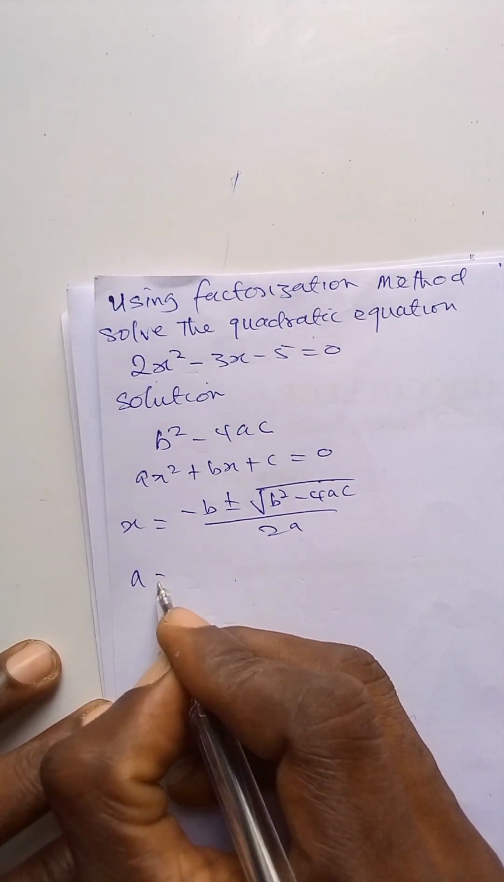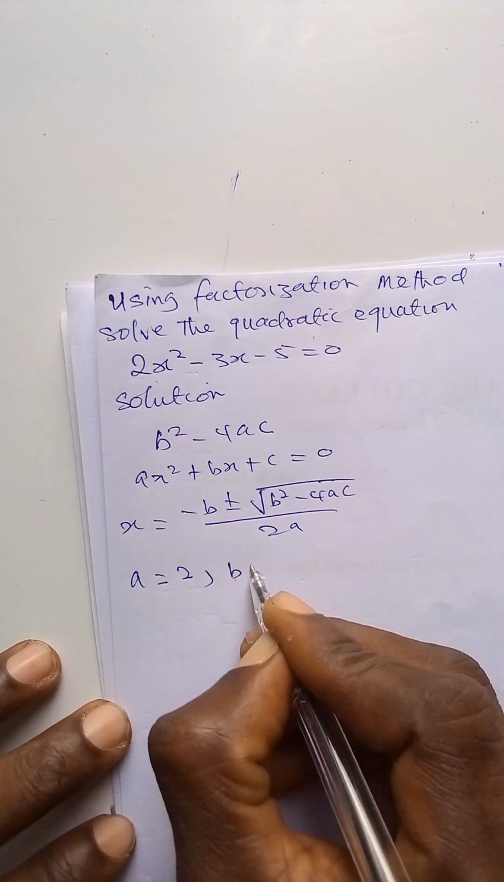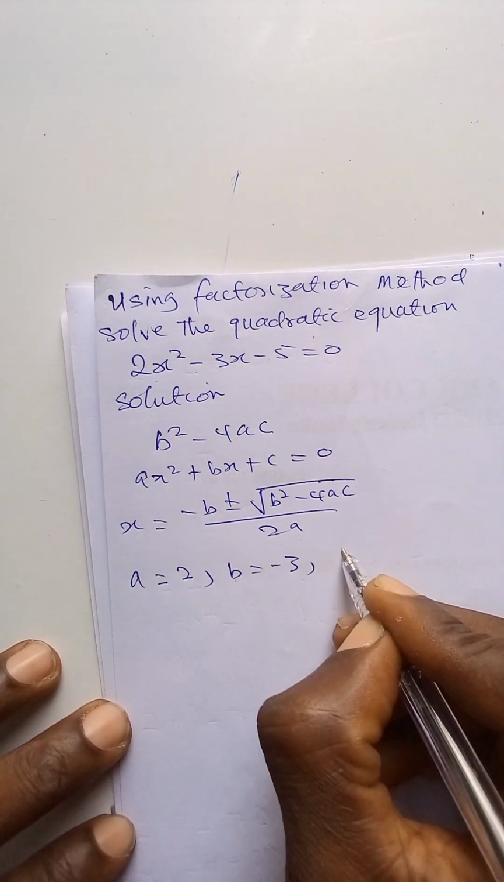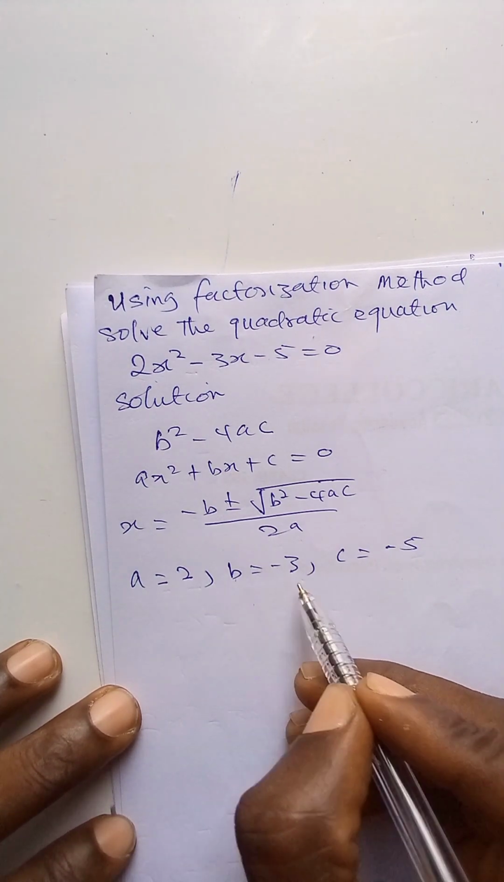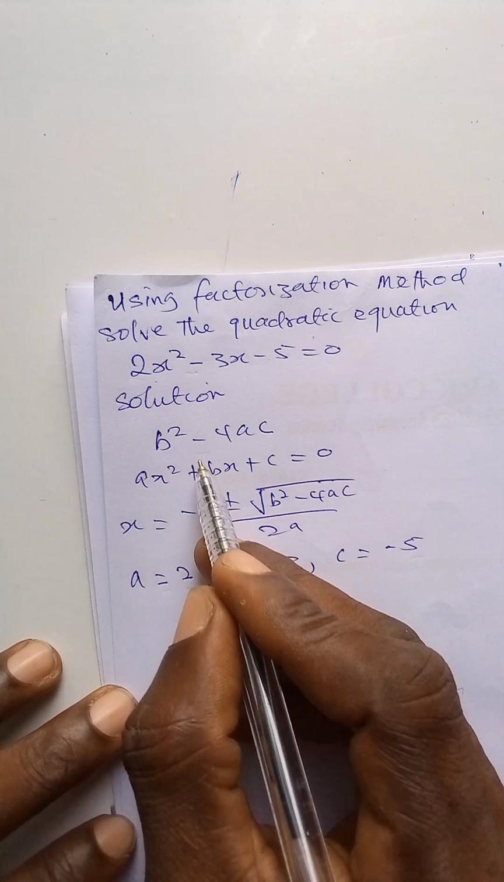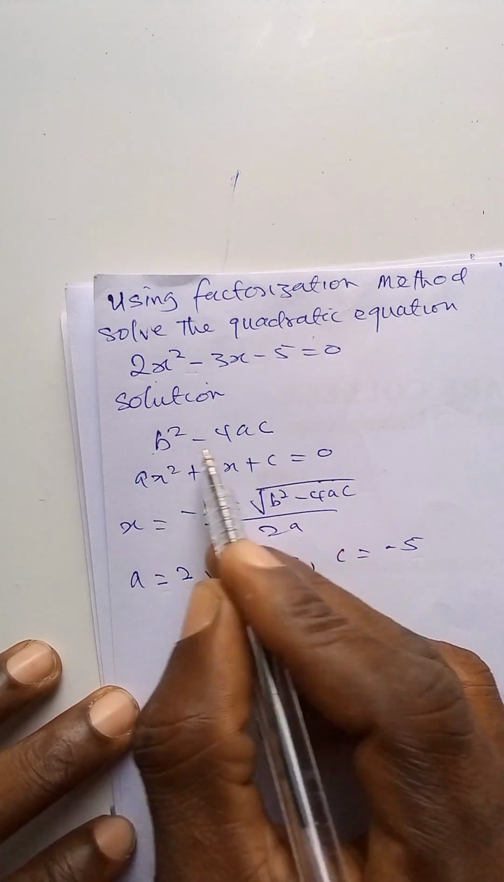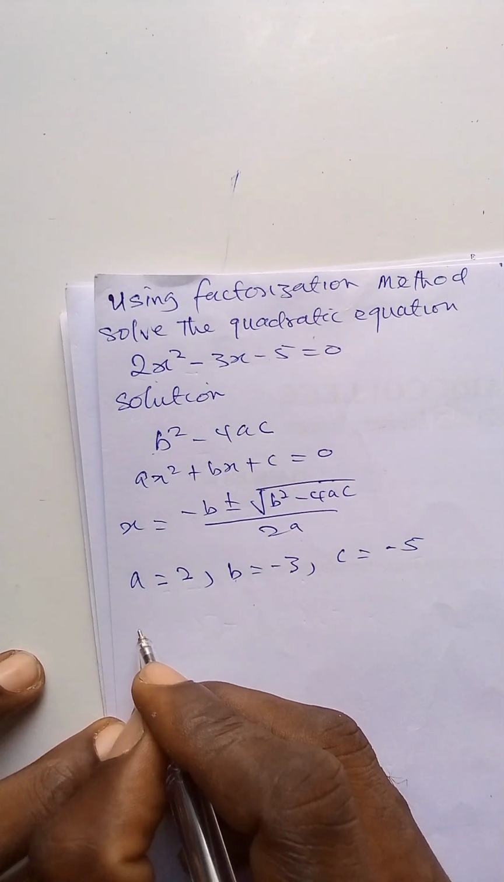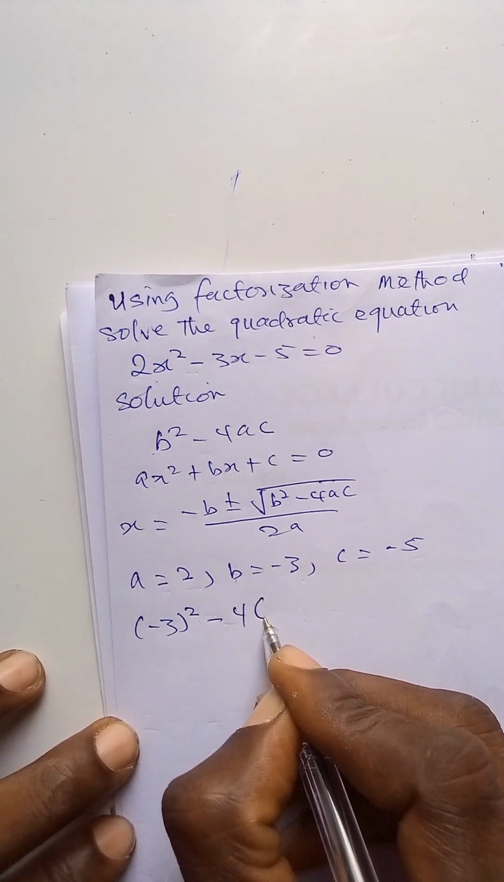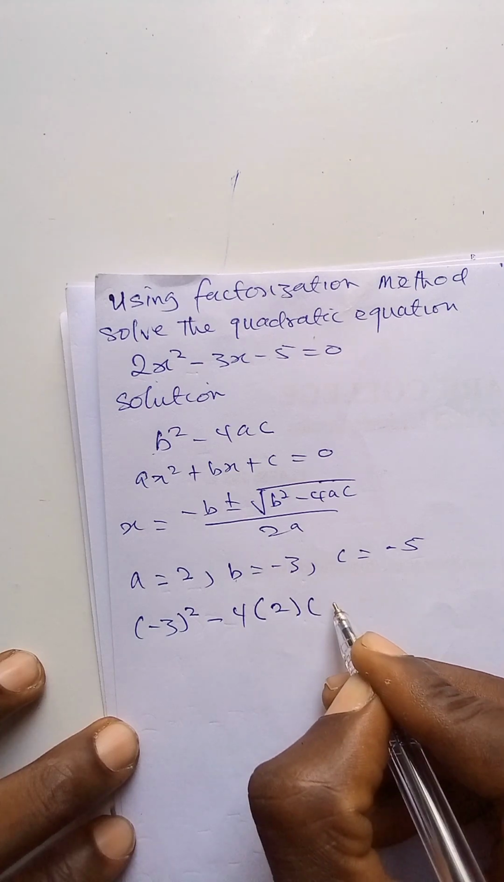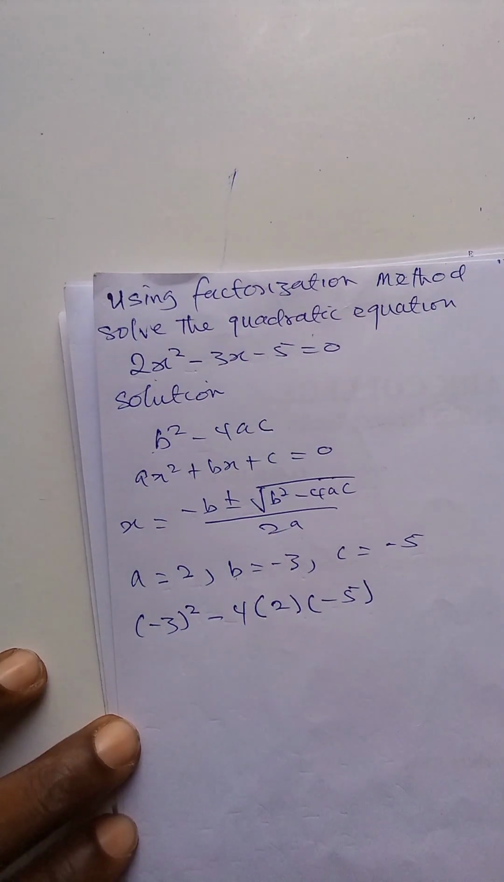Now, my a is equal to 2, my b is minus 3, and c is minus 5. So I have to put the values 2, minus 3, and minus 5 for a, b, and c in this expression called the discriminant. So that becomes minus 3 squared minus 4 times 2 and minus 5 times minus 5.